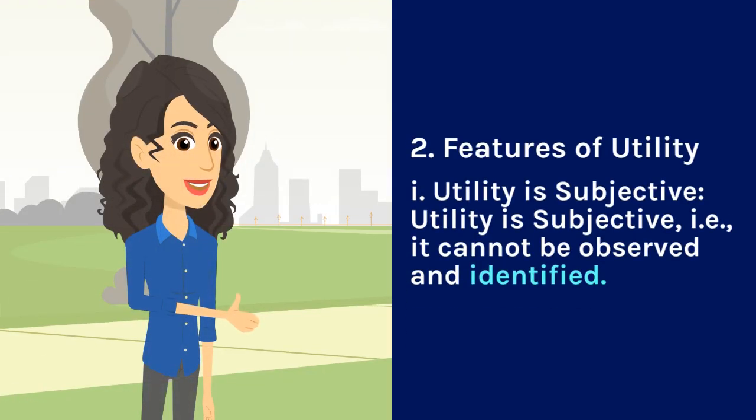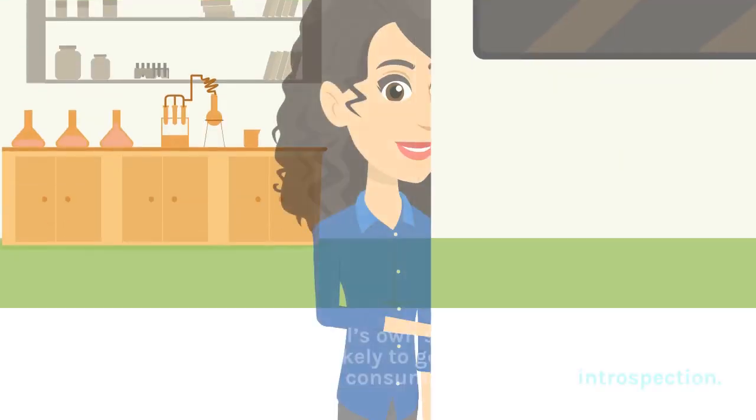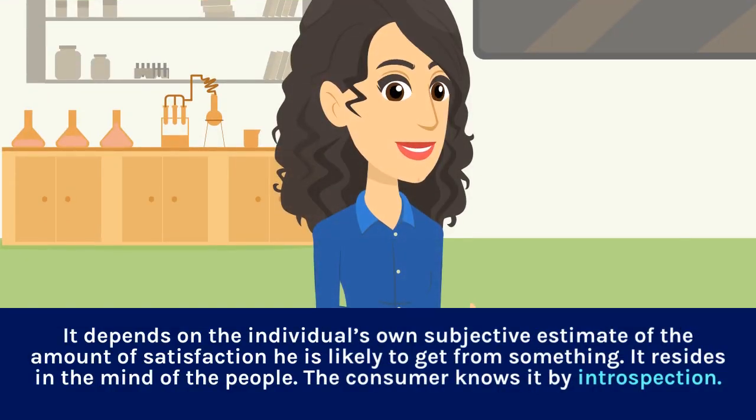2. Features of utility. 1. Utility is subjective, i.e., it cannot be observed and identified. It depends on the individual's own subjective estimate of the amount of satisfaction he is likely to get from something. It resides in the mind of the people. The consumer knows it by introspection.